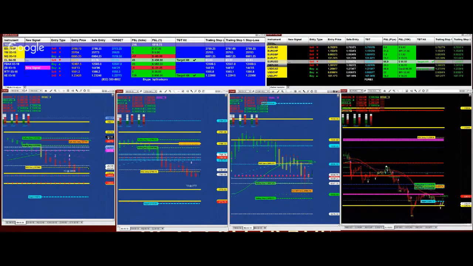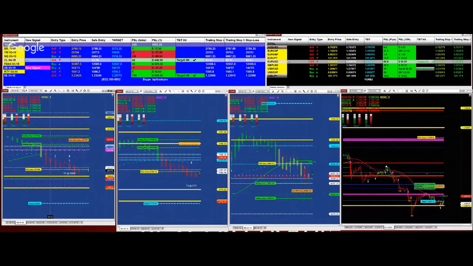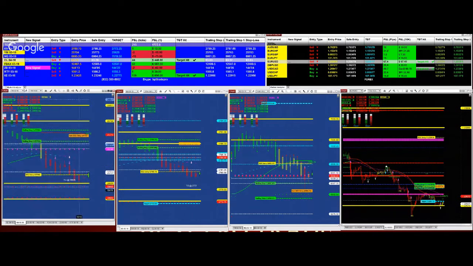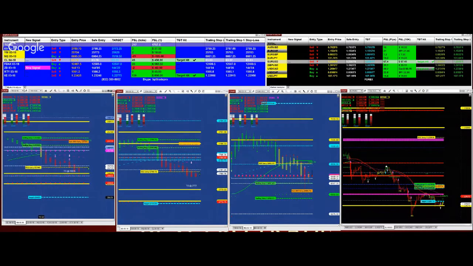And let's look at the YM. We have a sell entry at 704. We have a support line here at the 83 level, and the target is 625 on the YM.